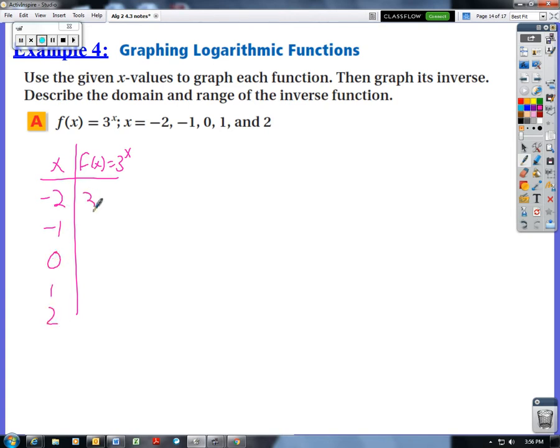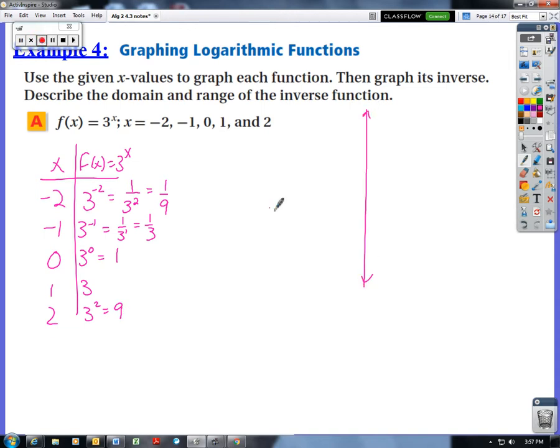Plugging -2 in, 3 to the -2 is the same as 1 over 3 to the +2, which is 1 over 9. 3 to the -1 is the same as 1 over 3 to the +1, which is 1 over 3. 3 to the 0, anything to the 0 is 1. 3 to the 1 is 3. 3 squared is 9. Okay, we'll throw those on the graph.